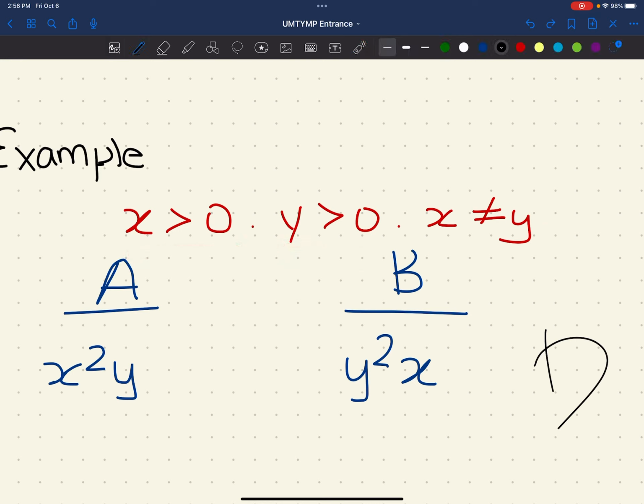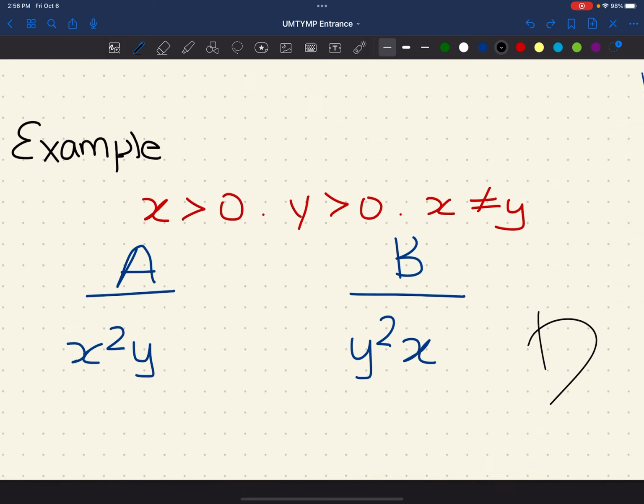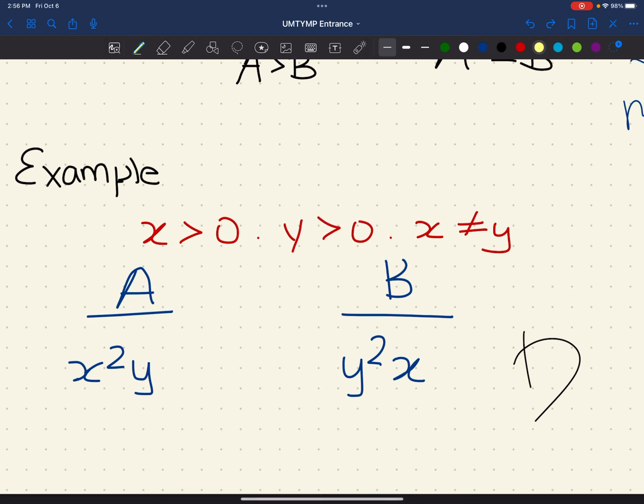So the first thing we want to do in this case, because we're not given a value for x and y, is come up with different values. So if we let x equal 7 and y equal 1, what do we get on both sides? We get 49 and then 7. In that case, we think that A is greater than B, so the answer is A.